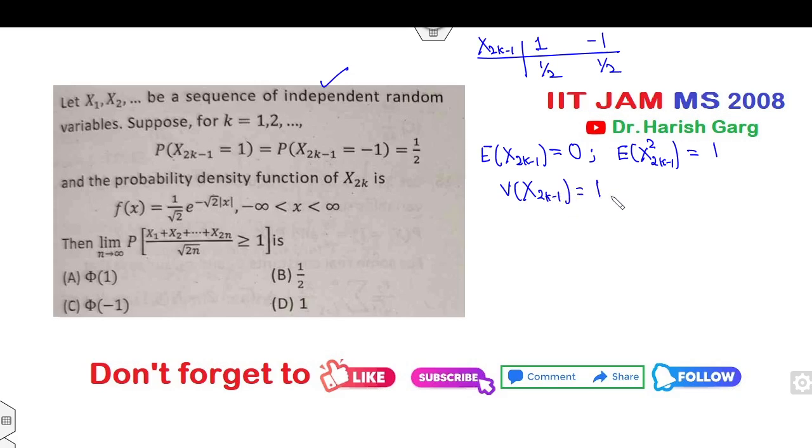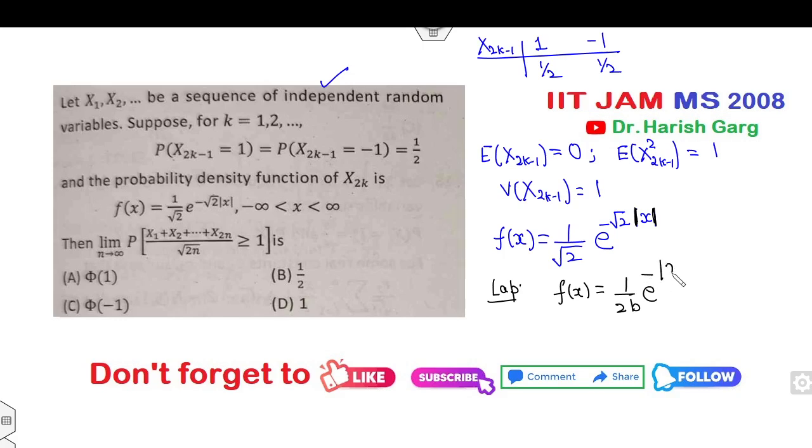What is the variance of 2k minus 1? 1. Fine. While the distribution of the x of 2k is 1 over root 2 e raised to power minus root 2 of mod x. Can you identify the distribution function? Yes, it is a Laplace distribution. It is not an exponential because it's a modular sign. What is the Laplace distribution? F of x is equal to 1 over 2b e raised to minus mod x minus mu over b.